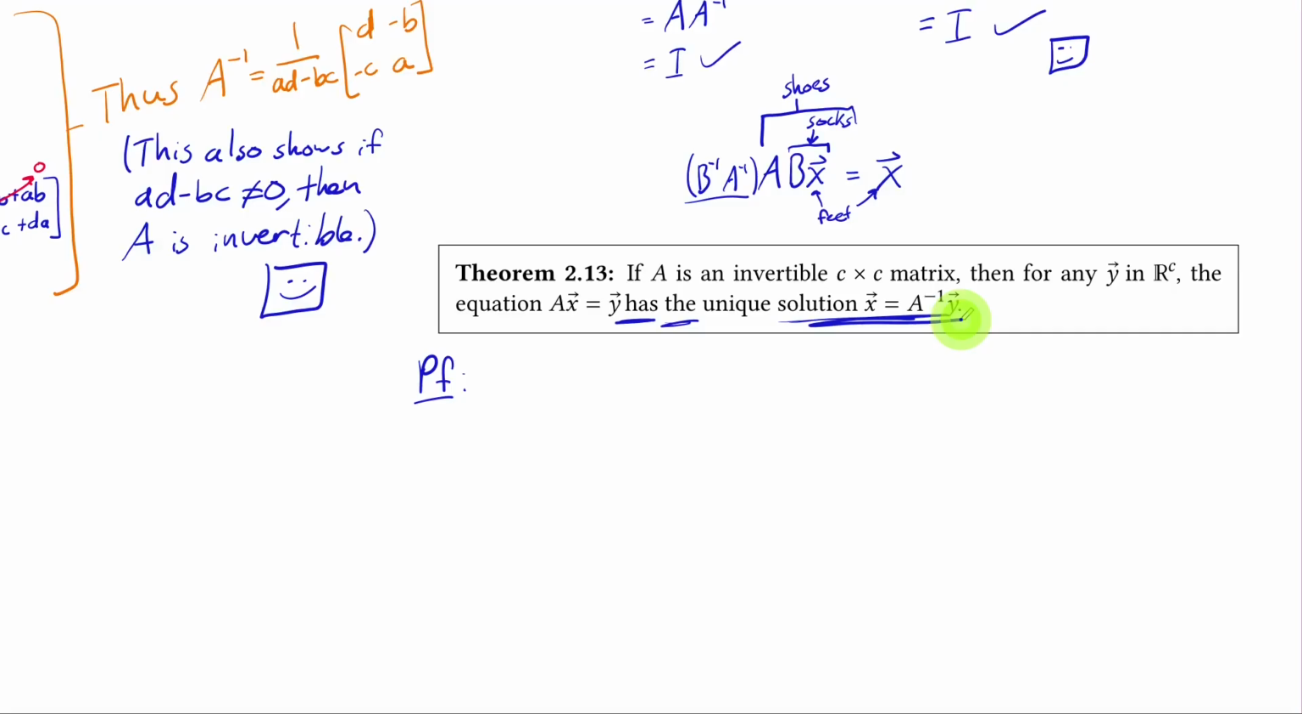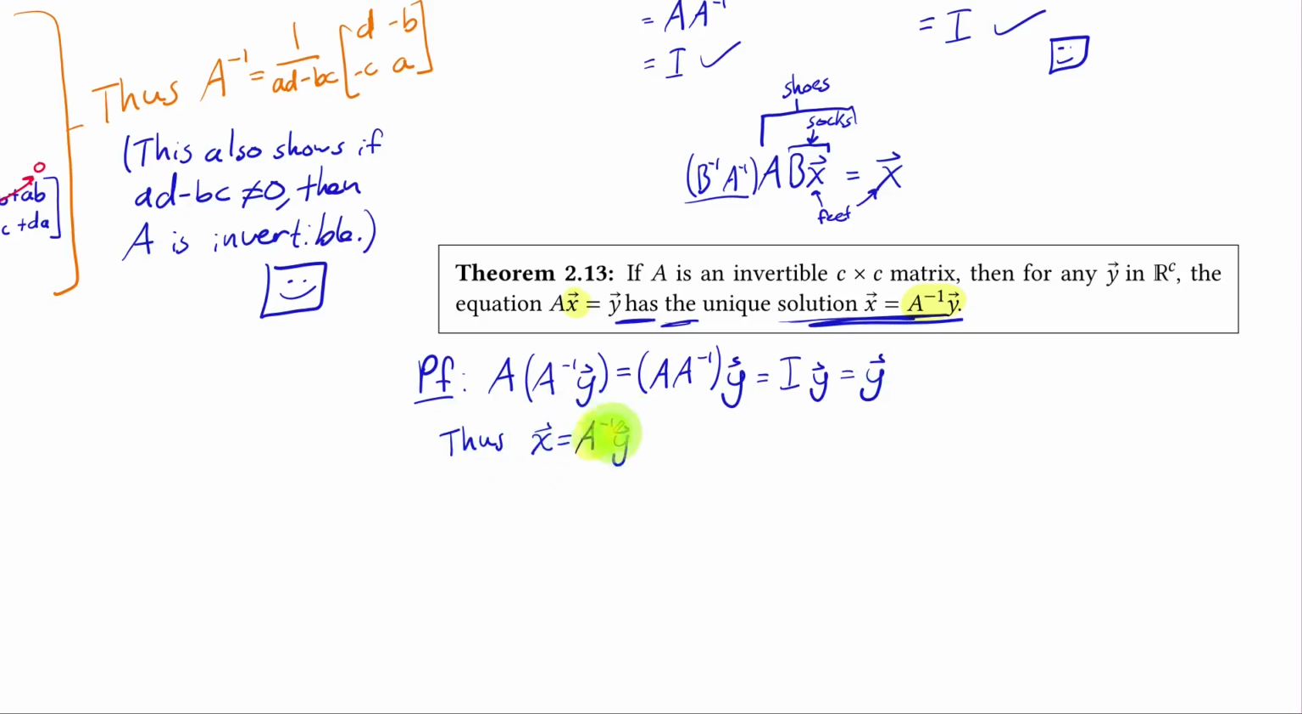And to do that, let's just substitute this in for x. And we have an associative rule. We can do the A times A inverse first and then multiply that by y. That gives you the identity times y, and we know the identity times any vector is itself. So that shows this vector x equals A inverse y is a solution. We also need to show that it is unique, that that's the only solution.